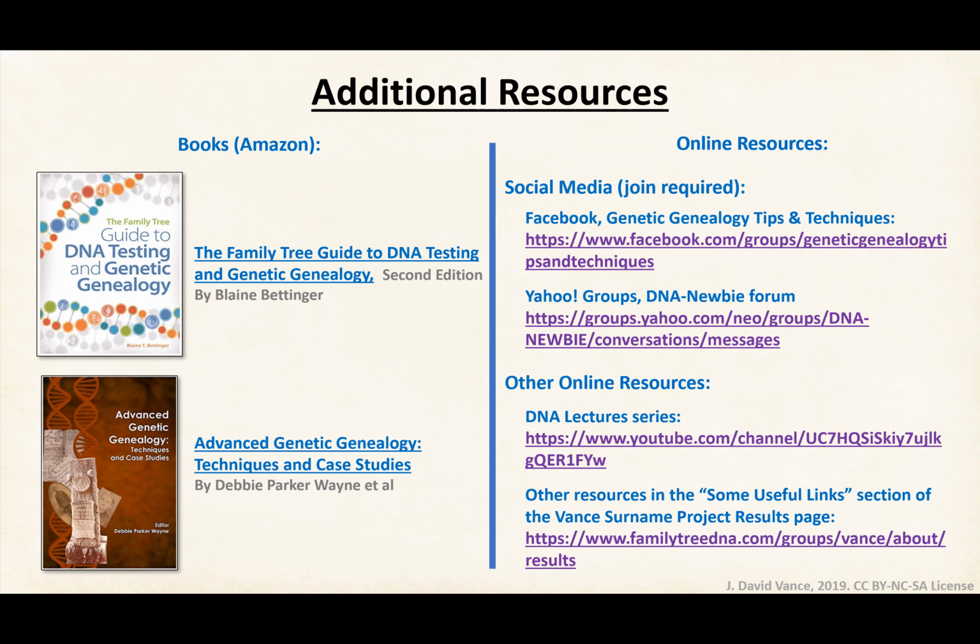There are two books that I particularly like. The Family Tree Guide to DNA Testing and Genetic Genealogy by Blaine Bettinger is a very good introduction to the field, autosomal DNA, as well as some information about Y-DNA. There are a little more advanced techniques described in the second book, Advanced Genetic Genealogy Techniques and Case Studies, by Debbie Parker Wayne and others. There have been a lot of contributors to that particular book, and it's a good set of more advanced approaches to your DNA analysis.